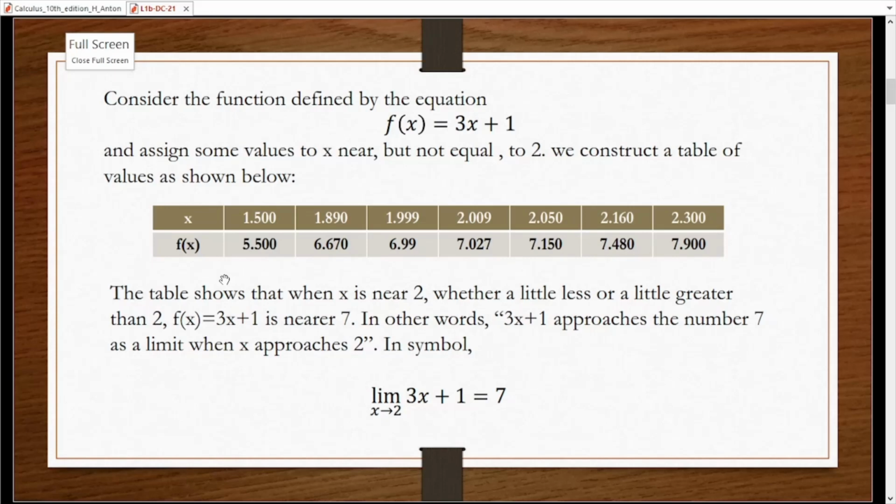So the table shows that when x is near 2, so kapag yung value ng x natin is malapit sa 2, ano yung mapapansin natin sa value ng f of x natin? So the value of f of x is nearer to 7. So in other words, we say that 3x plus 1 approaches the number 7 as a limit when x approaches 2. So ganun lang naman yung sa limit natin.